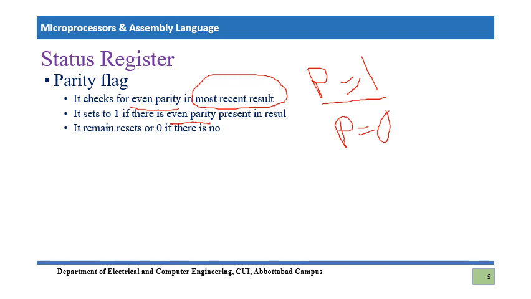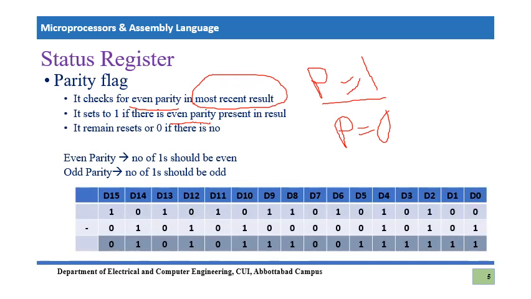And now look at the thing. What is even parity? Even parity means the number of ones present in the result, or whatever number we are checking for even parity, should be even, right? So the number of ones should be even. We are going to take an example. And odd parity is when the number of ones is odd. So that means we have to check the result, and if the result shows the number of ones to be even, then we have an even parity. If the number of ones is odd in the result, then we are observing an odd parity. So let's take an example.